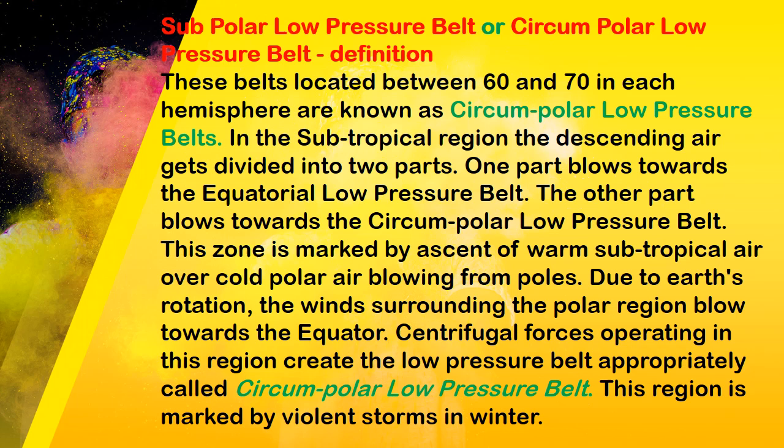This zone is marked by ascent of warm subtropical air over cold polar air blowing from poles. Due to Earth's rotation, the winds surrounding the polar region blow towards the equator. Centrifugal forces operating in this region create the low pressure belt, appropriately called circumpolar low pressure belt. This region is marked by violent storms in winter season.